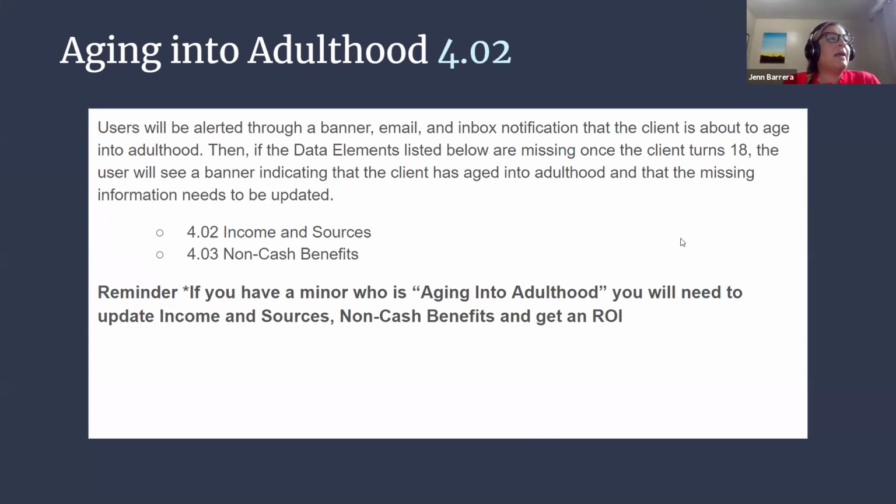So what will happen is you will get a banner noting that element 4.02 and 4.03 need to be updated. As you all know, when you enroll a family, the adults in the household have in their enrollment the income and sources and non-cash benefit questions. But when you go to enroll the children or the minors in the family, those two elements are left out. So now it is going to prompt you when kiddos are turning 18 that you have to go in and complete the income and sources and non-cash benefits. And also as a reminder, you have to complete a release of information.